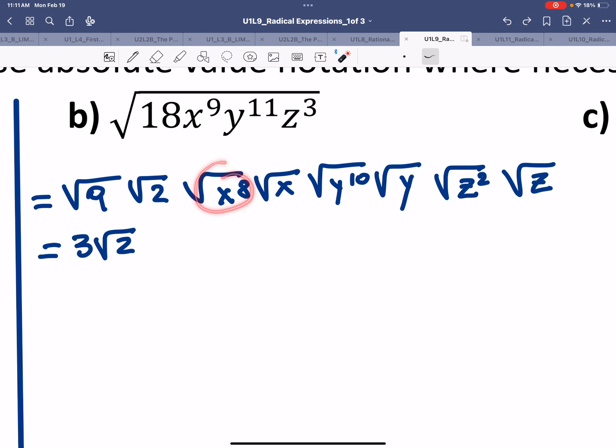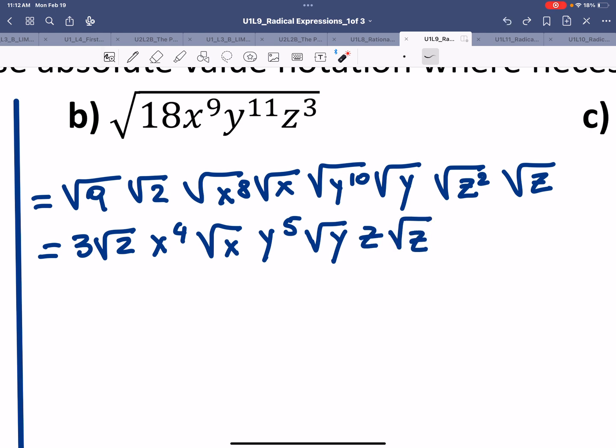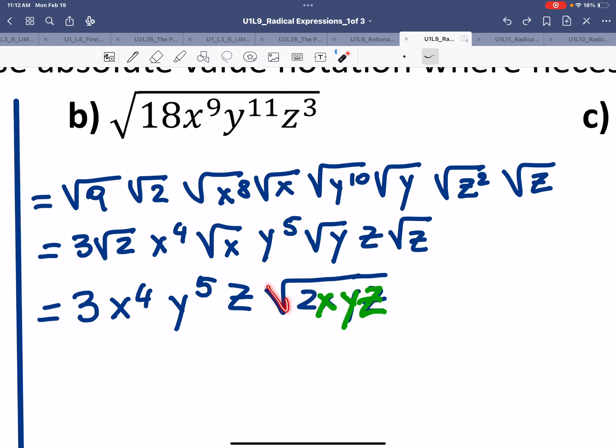x to the 8 will be x to the power of 4, and then the square root of x. y to the 10 is y to the power 5 times the square root of y. And the square root of z squared is z, and then the square root of z. Next, we are trying to simplify. We have the number 3, and then we have x to the 4, y to the 5, and z. So we brought together all the terms that didn't have radicals, and we'll bring together inside the same radical all the terms that are inside radicals: the 2, the x, the y, and the z.